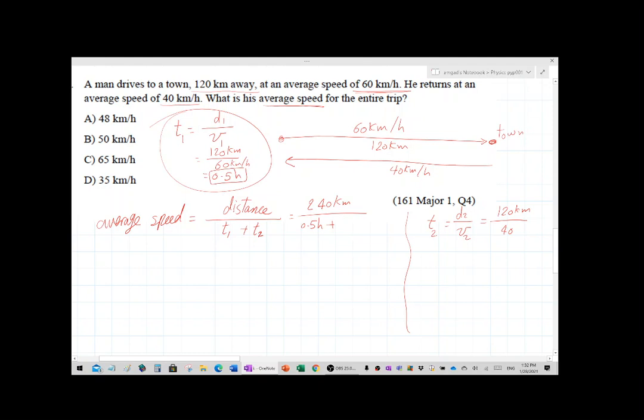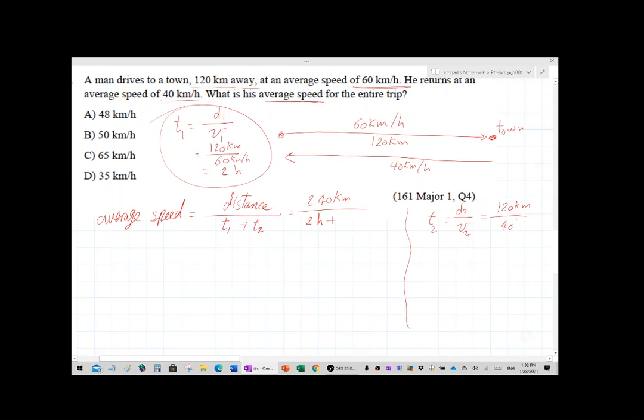Okay, I think I did something wrong here. 120 over 60, that's 2 hours. It's not half hour. That's 2 hours. Okay, 2 hours. Excuse me. And here 120 over 40 kilometer per hour, so that's 3 hours. So the time T2 is 3 hours.